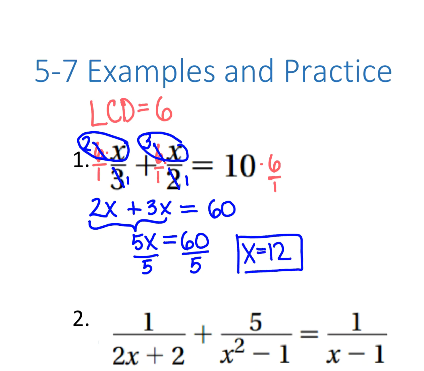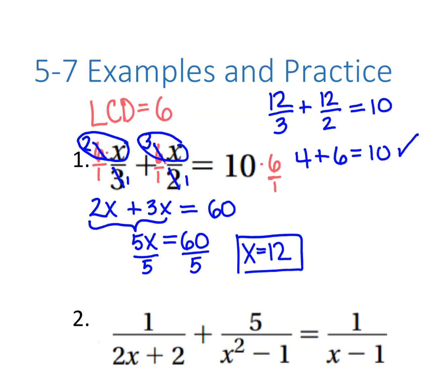Okay, so there were no variables in the denominator in this case. So I'm not going to have any extraneous solutions, but we can check it anyway just to see that 12 divided by 3 plus 12 divided by 2 should equal 10. 12 divided by 3 is 4. 12 divided by 2 is 6. And yes, 4 plus 6 is equal to 10. It checks out.